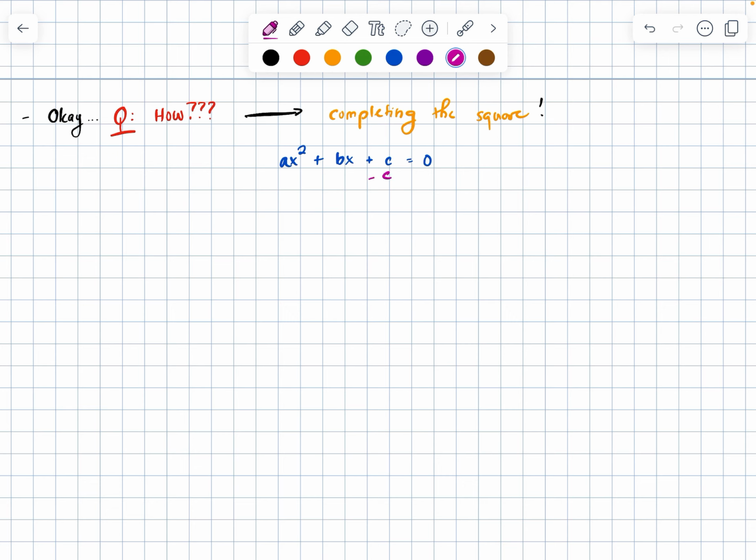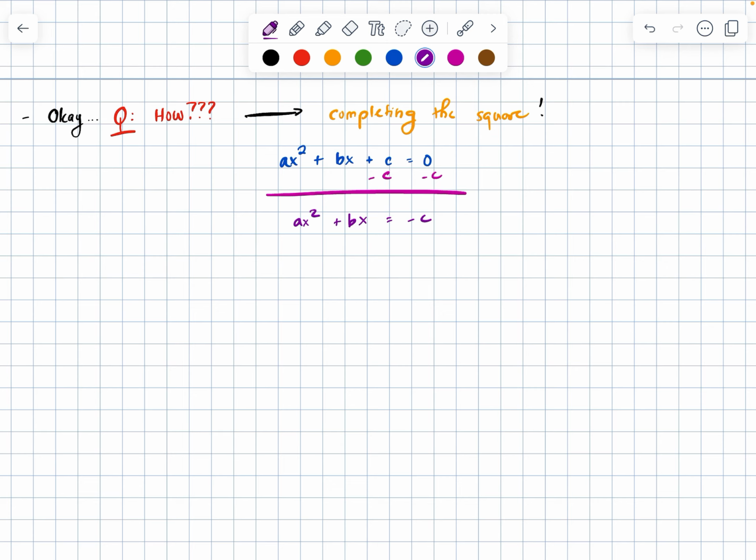Well, the only thing here that is not attached to x is c, so let me begin by subtracting c from both sides. Now, I have ax squared plus bx is equal to negative c.